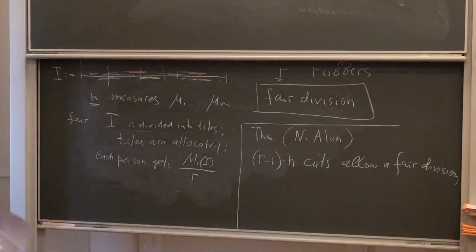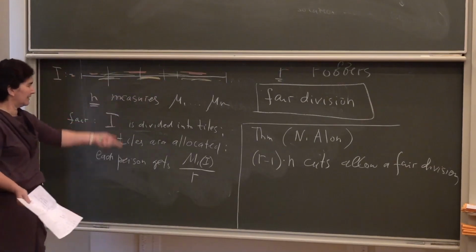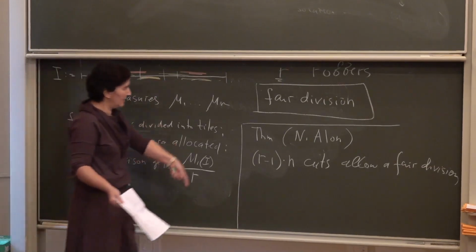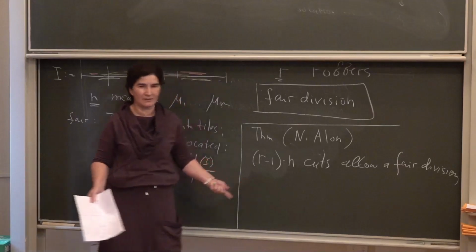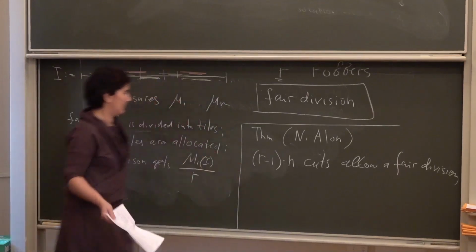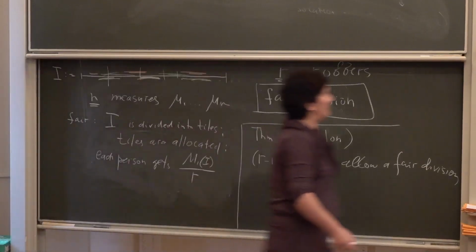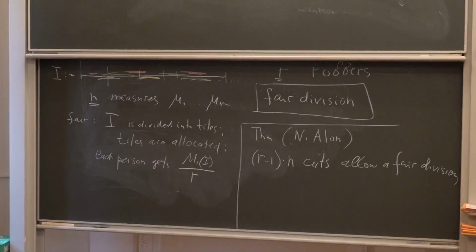And this bound is exact because a very simple example shows that a smaller number of cuts sometimes does not suffice. So in other words, here are the robbers that stole together a necklace, and the question was, what is the minimal number of cuts which allows a fair division? And the answer is that one. Okay, let me speak now about some other topic, which is called envy-free division.